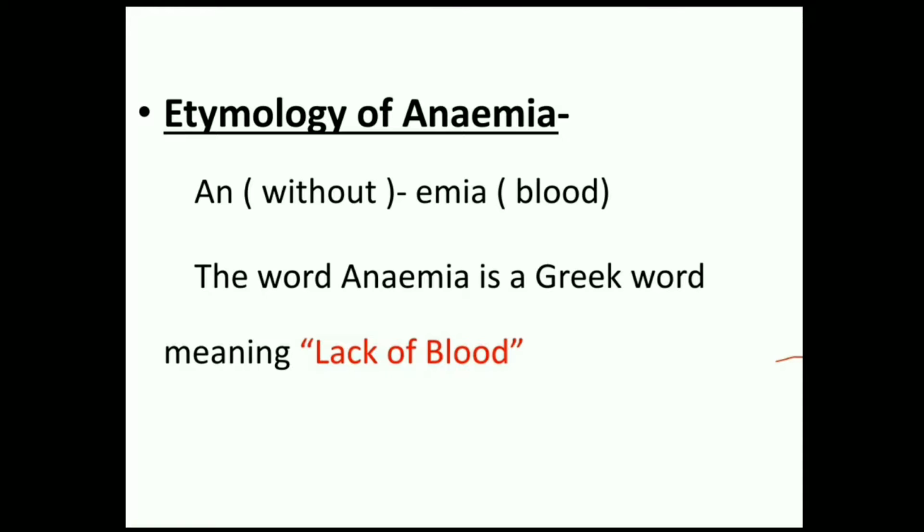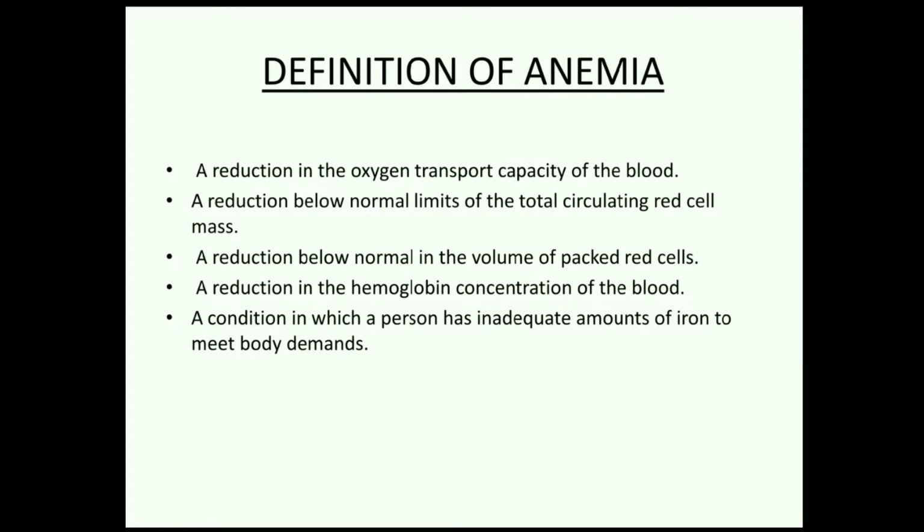Definition of anemia. It is a reduction in the oxygen transport capacity of the blood, a reduction below normal limits of the total circulating red cell mass. It is a reduction below normal in the volume of packed red cells. It is a reduction in the hemoglobin concentration of blood. It is a condition in which a person has an inadequate amount of iron to meet body demands.